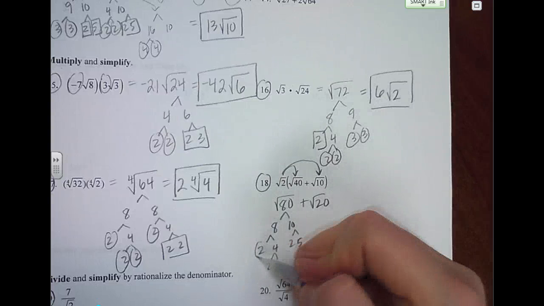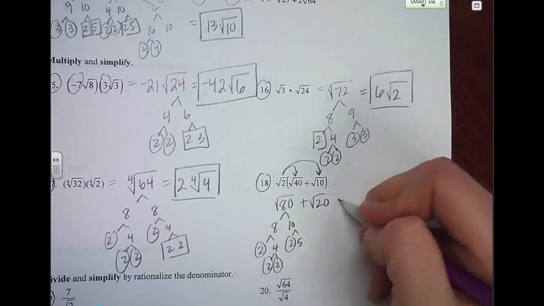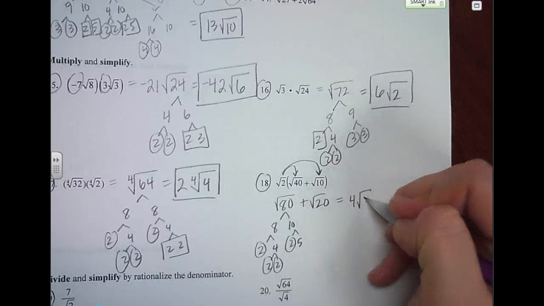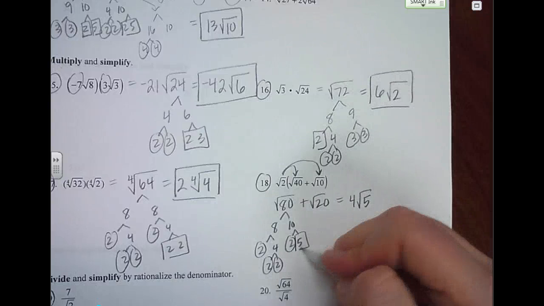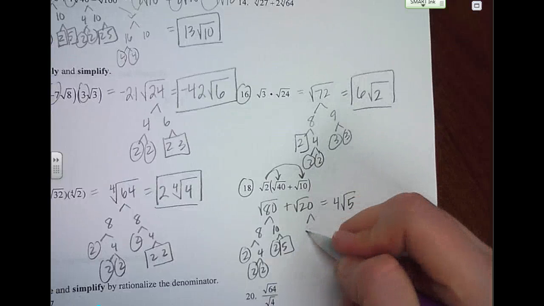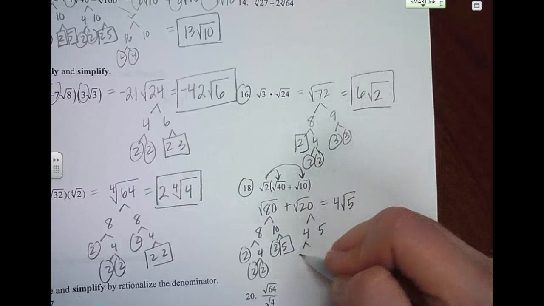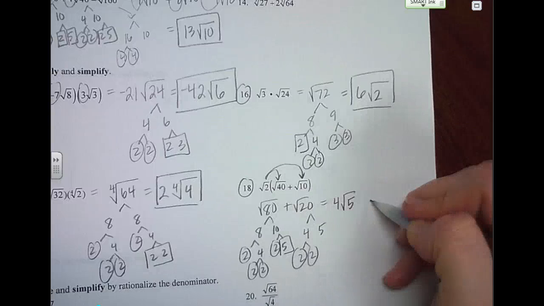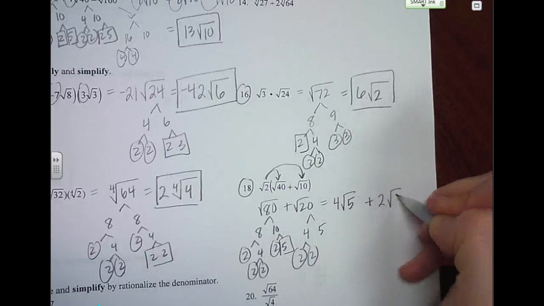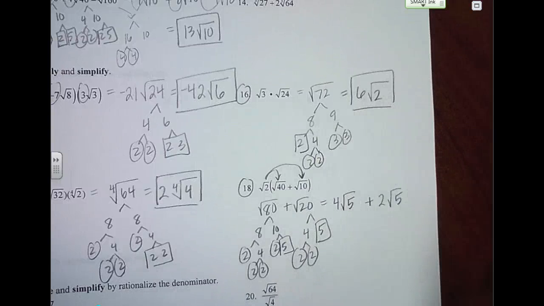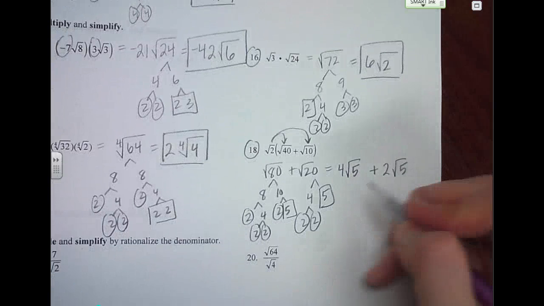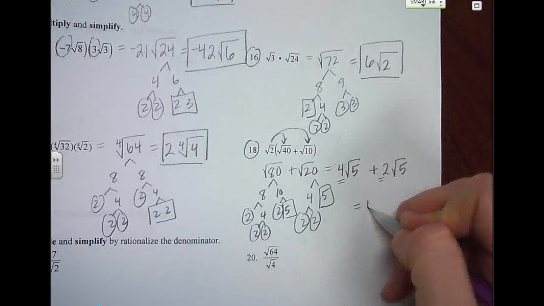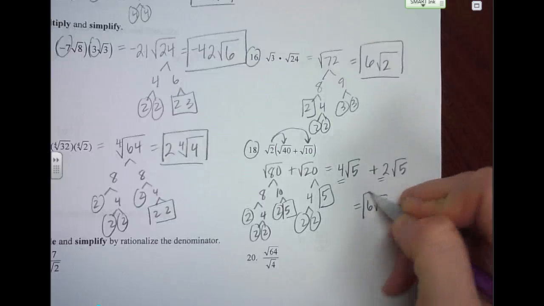So I have a group of 2's and another group of 2's, so that's going to be 4 square root of 5. And then I can simplify the 20, plus 2 square root of 5. And now, since those radicals are the same, I'm going to go ahead and add those. So I get 6 square root of 5.